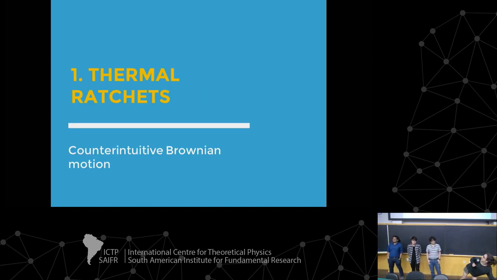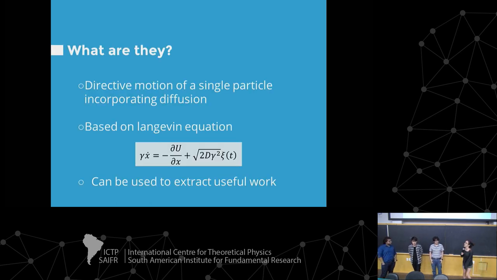Okay, so these are called thermal ratchets, and we thought they were very cool, so we wanted to explain them to everyone. In general, these are particles that can be described by the Langevin equation that we studied previously. What's weird about them is that, under just diffusive motion, we can extract work from the system under particular conditions, and that's what's interesting about them.